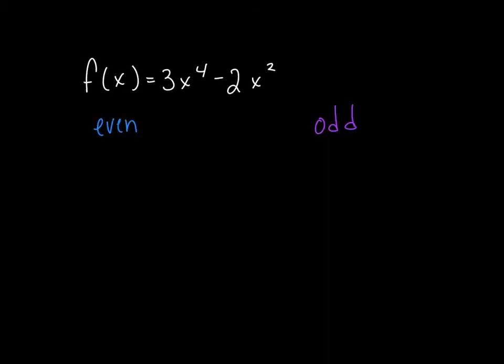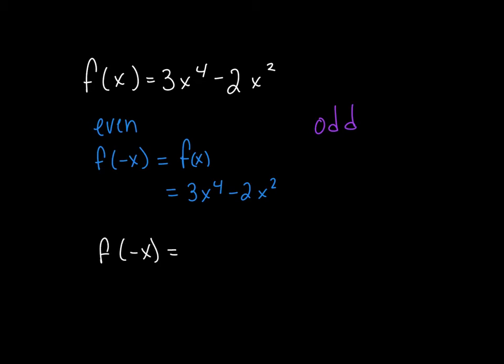All right, we're going to do this one the same way we did the last one. For a function to be even, again, you plug in a negative x everywhere in the function, and you would have to get out the original function. For that to happen with this one, no signs change. So let's see if that works. If I plug in a negative x, that would be 3 times negative x to the fourth power minus 2 times x to the second power.